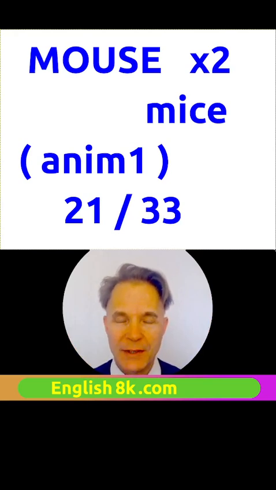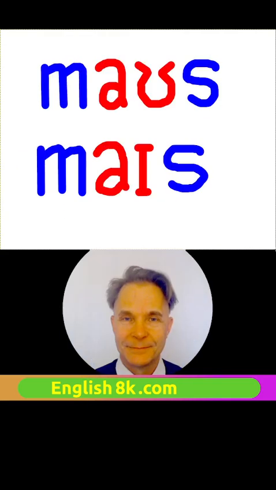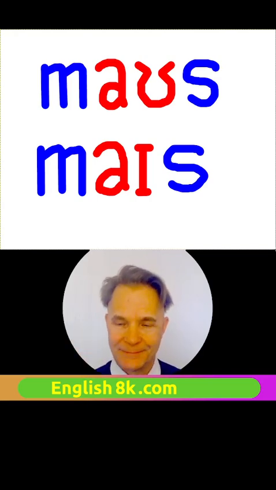Now I will show you the IPA. Please write the IPA up here in the top right corner. The red part sounds like ow, mow, mouse. Number 2, mice.